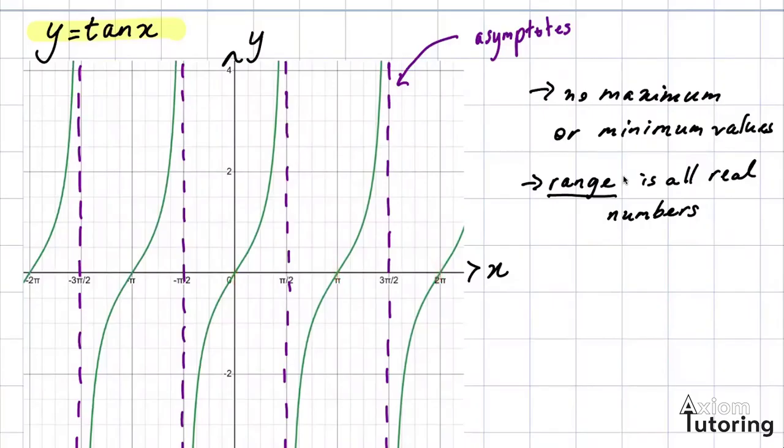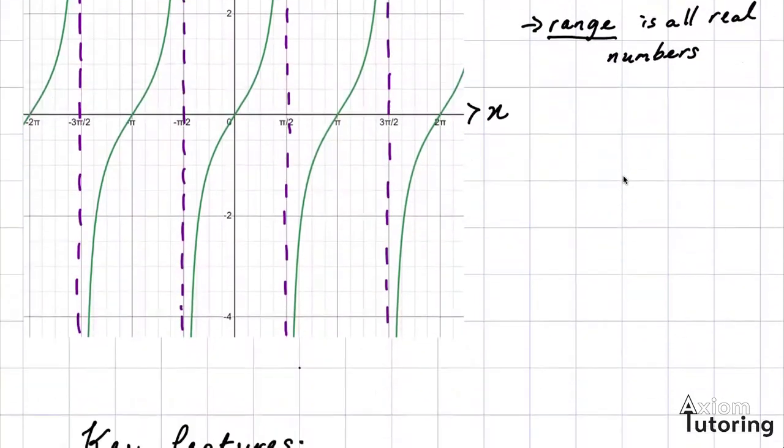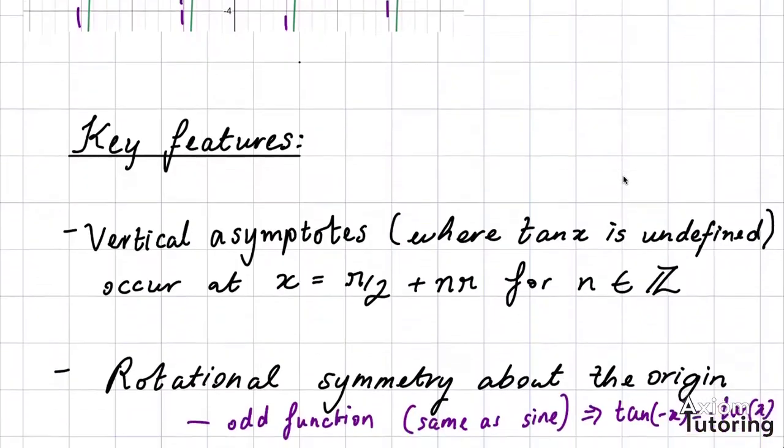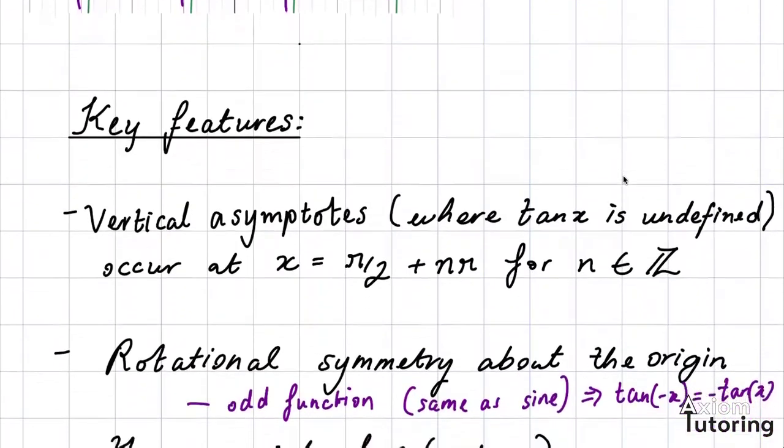Okay, so to summarize, we've looked at the key features of the sine, cosine, and tangent graphs, including their ranges, symmetry, periods, and even asymptotes for the tan graph.